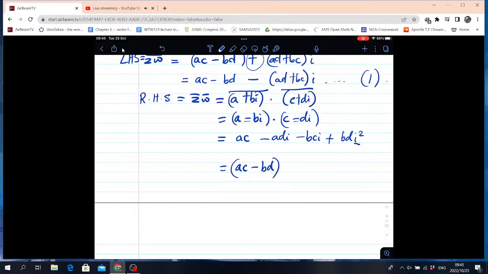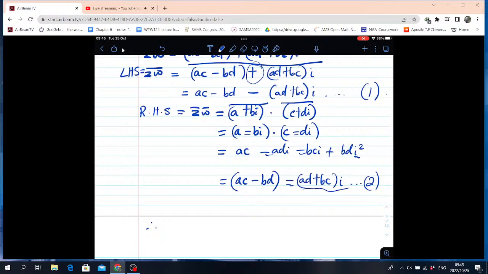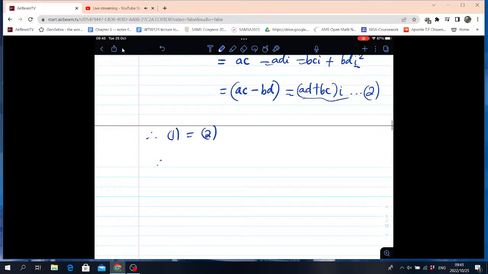That is our real part, and then the imaginary part is going to be minus (AD plus BC)i, because we factor out the minus, we get that. And if we call this 2, then if I look at 1 and 2, they are pretty much the same. So 1 is equal to 2. And since Z and W were arbitrary complex numbers that we picked, it means therefore the right-hand side is equal to the left-hand side. Right, so our statement is true.